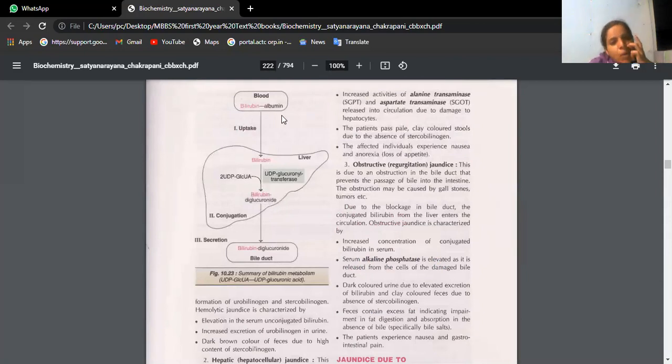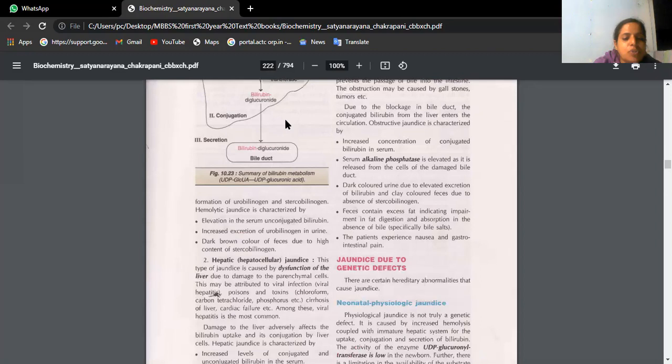But in case of hemolytic anemia, the bilirubin remains in the blood only. It doesn't get a chance to enter into the liver. Hence, it is not conjugated. We find unconjugated bilirubin levels are high in case of hemolytic jaundice.